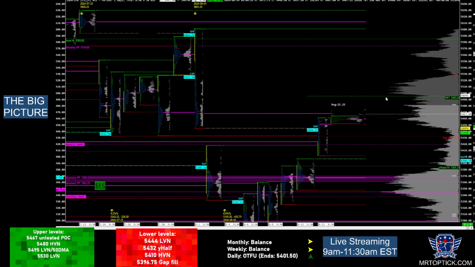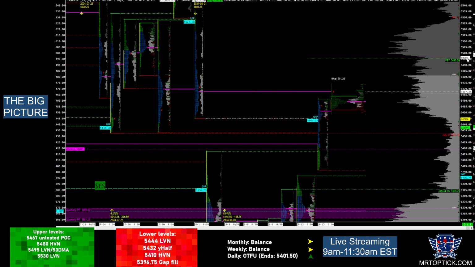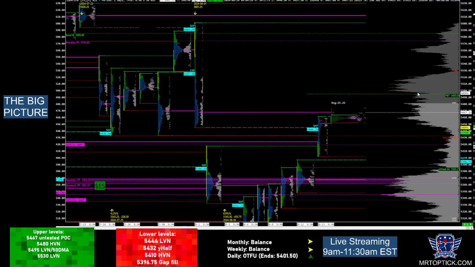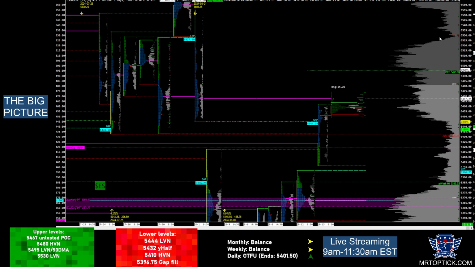You see that there's a low volume node there, and there's the 50 moving average. So if we get through that, then we have all this volume right here from back at the end of July, and then we have some resistance here at 55.30. So if we get above the 50, then I would look for a move up to the 55.30 area.